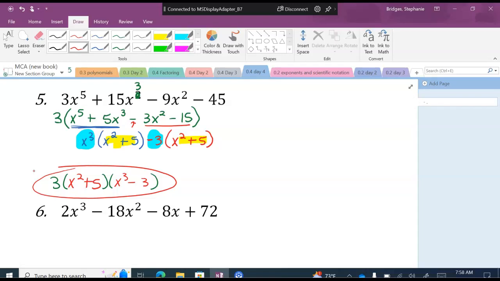That's one way you can do it. However, if you forget to look for your GCF first, it will still work. Let me rewrite this problem.